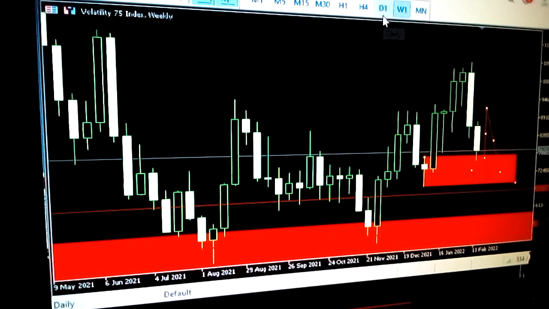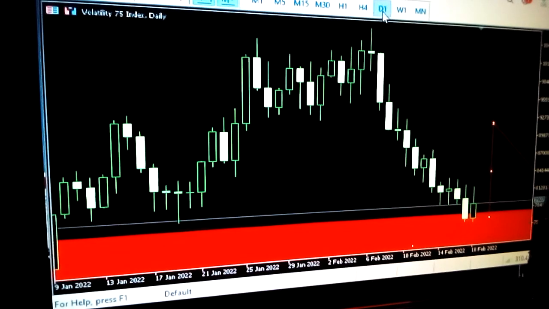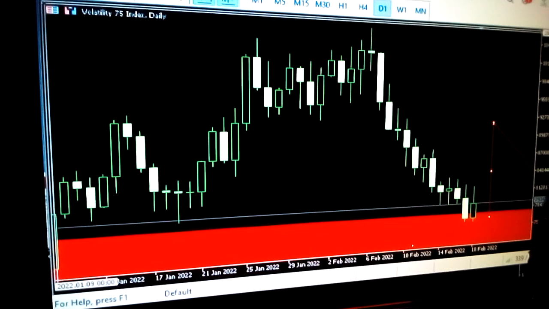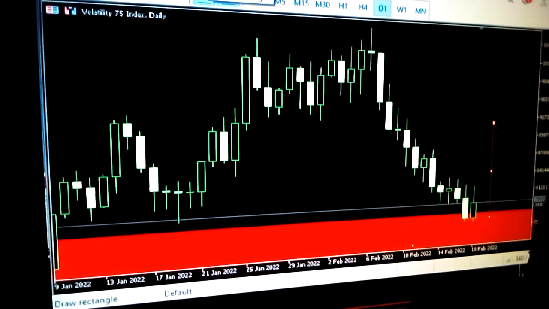So let me show you what I'm trying to mean in H4 and daily, so that you can understand what I'm trying to say. Let's go to daily. On daily, if you can remember, I drew this line here. It was on the weekly. So on daily we are on the resistance. It is resisting to pass this angle here. So this is what's gonna happen.